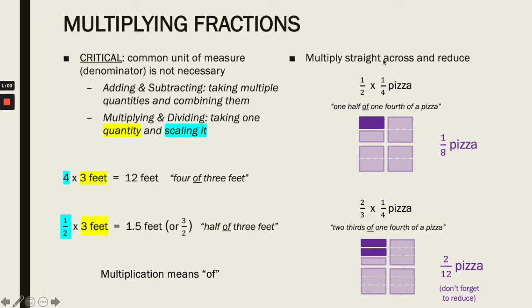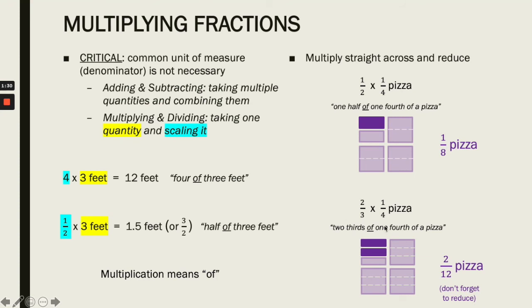For instance, 1/2 times 1/4. That just means half of 1/4. So take 4/4 of a pizza and cut them all in half. Then you take one of those halves and ask yourself, how does that compare to the entire pizza? Well, it's 1 out of 8 slices, so 1/8 of a pizza.